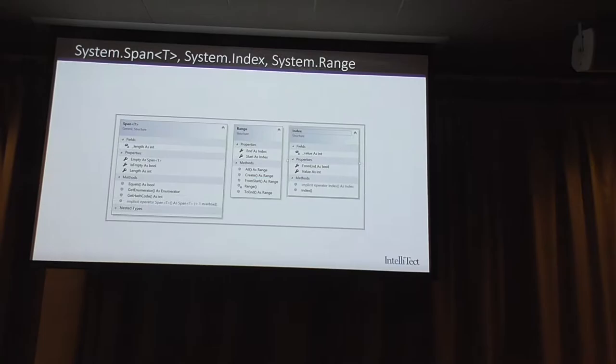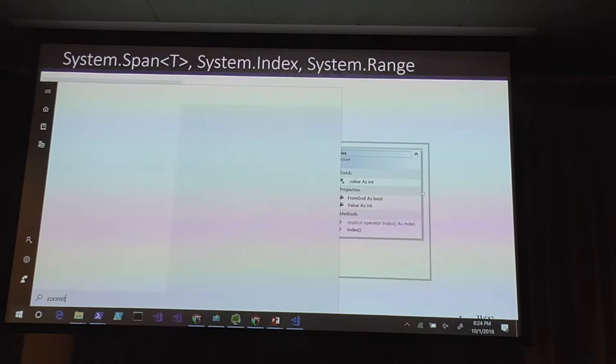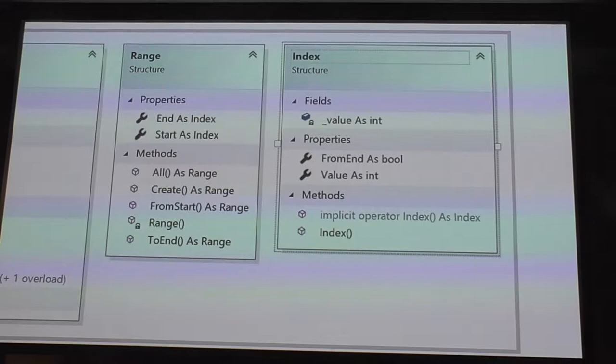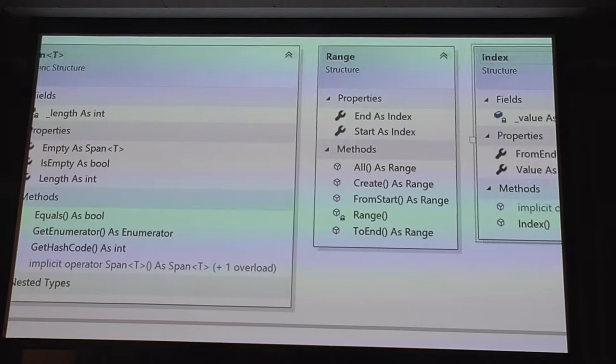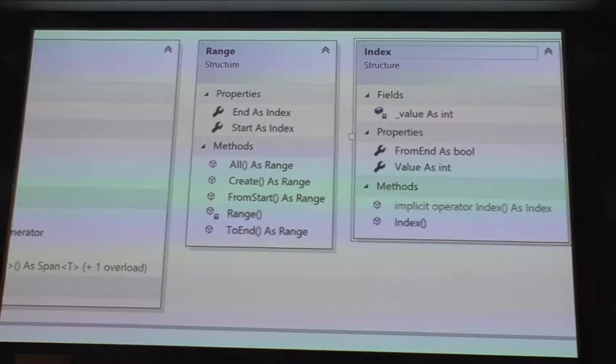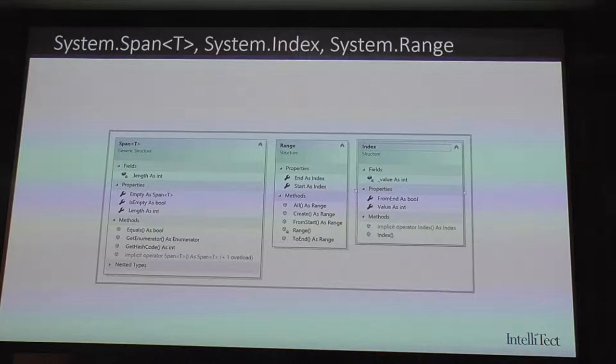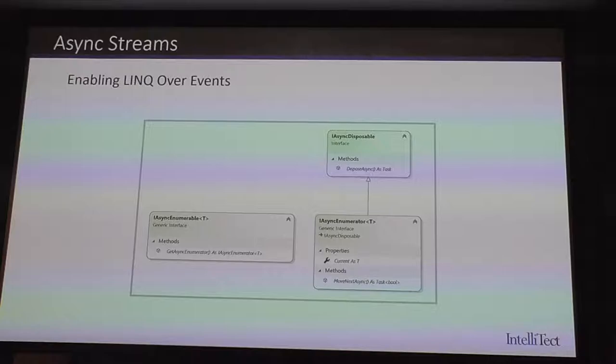Just to let you know, these are just .NET classes. There's nothing special about them. Range, index. You can go download the source code for these, and you can start using them. They just aren't very nice syntax, but they're just regular classes. Nothing special about them. C# 7 is adding syntax. Okay, next.